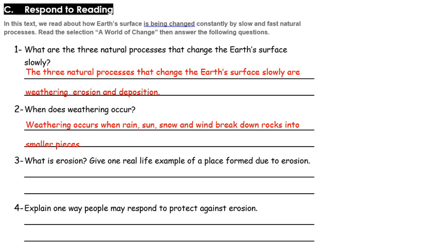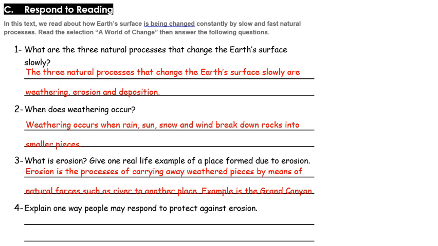3, what is erosion? Give one real-life example of a place formed due to erosion. Okay, it's all based on the text. Erosion is the process of carrying away weathered pieces by means of natural forces such as rivers to another place. Example is the Grand Canyon. So the Canyon was formed due to erosion.